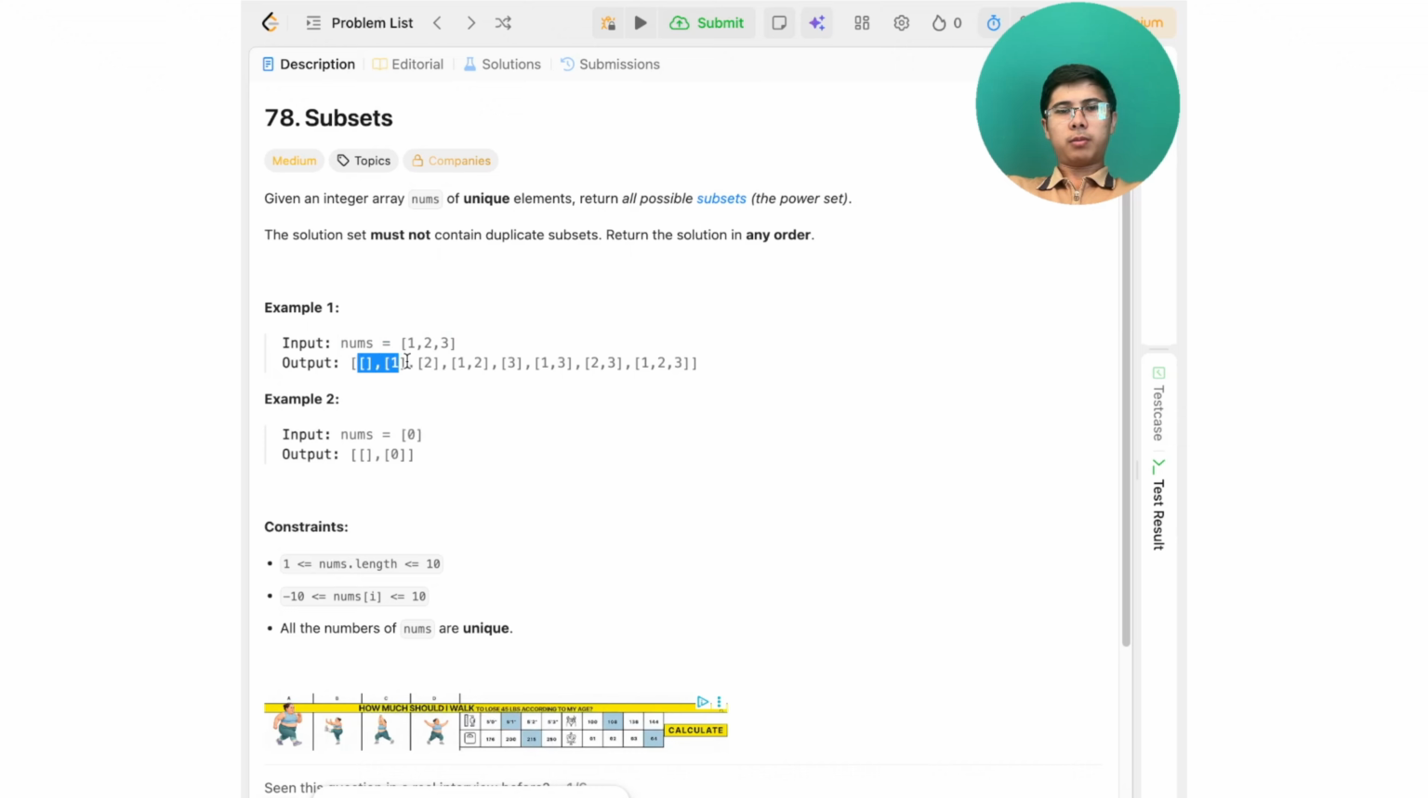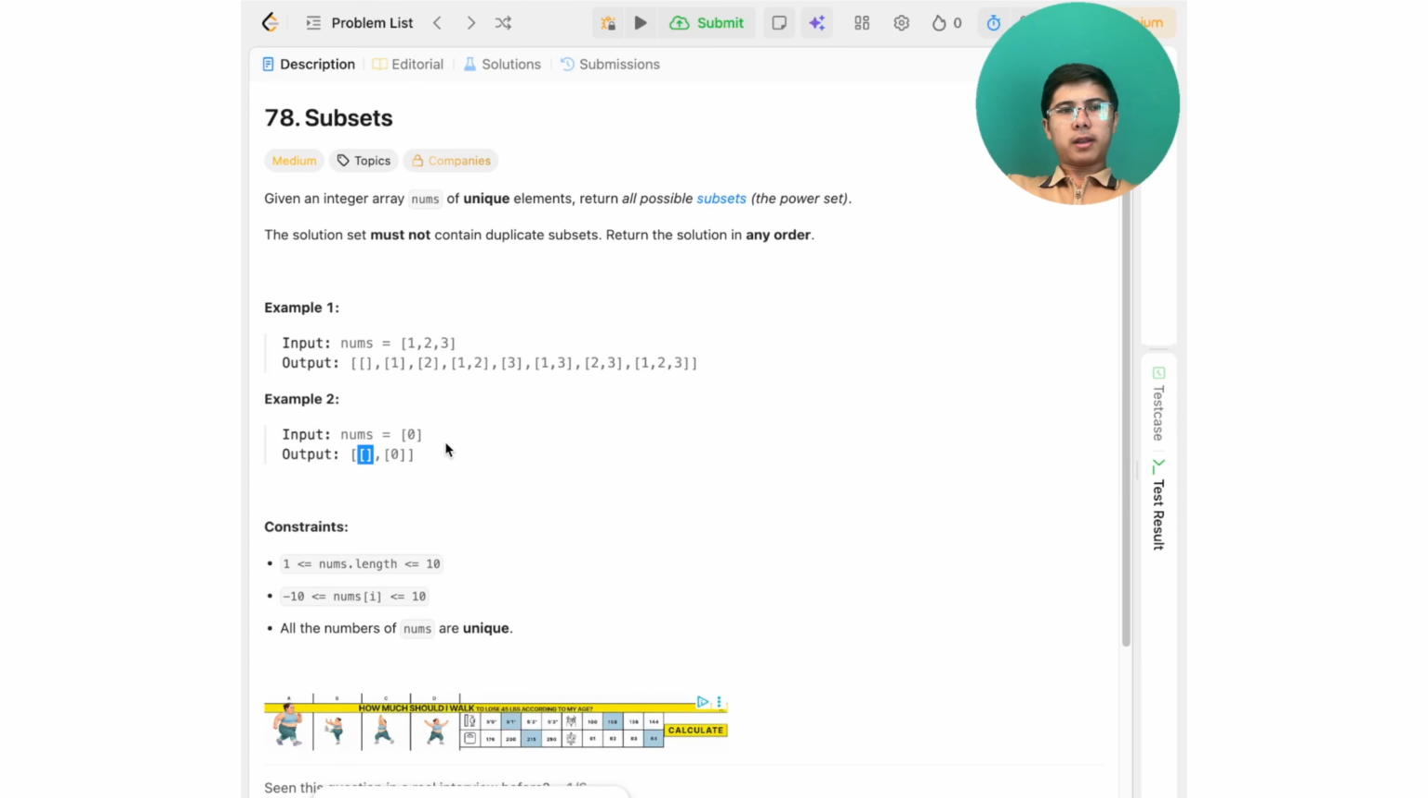and then 1 separately, 2 separately, 3 separately, then [1, 2], [1, 3], [2, 3], and [1, 2, 3], like these combinations. If our input is just 0 in the array, we just need to return the blank element and a separate [0].